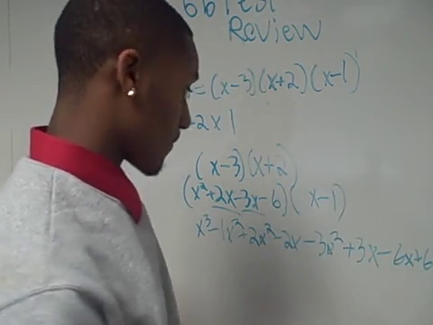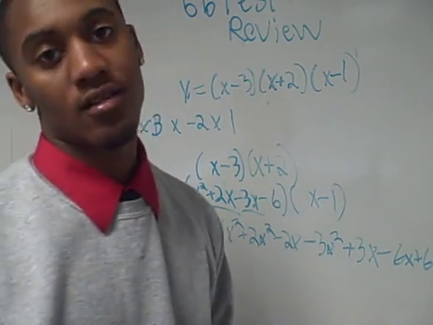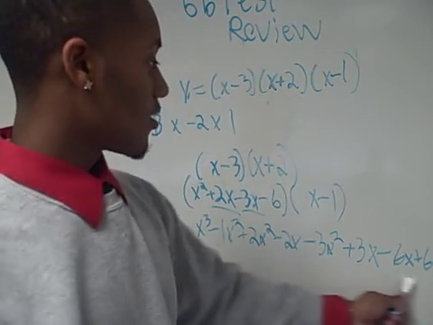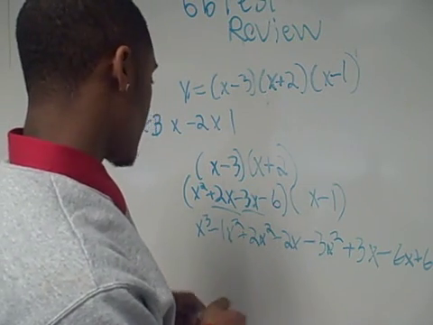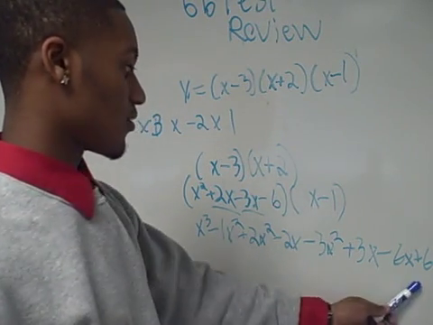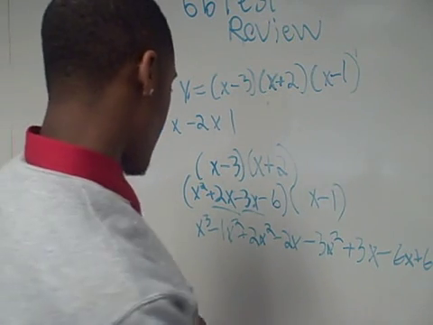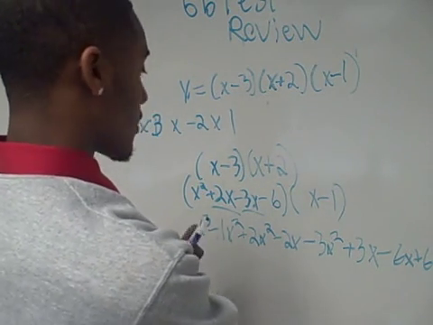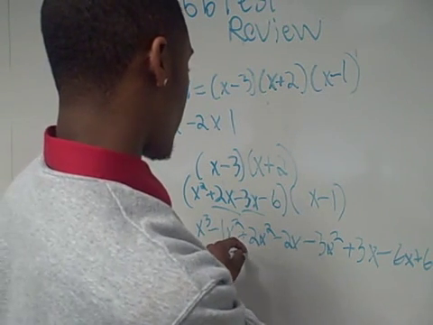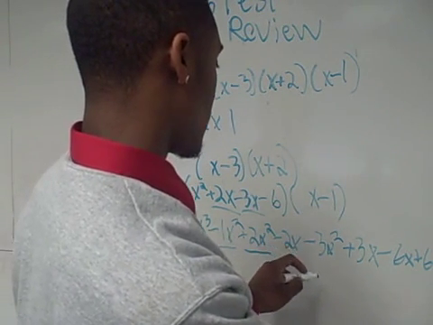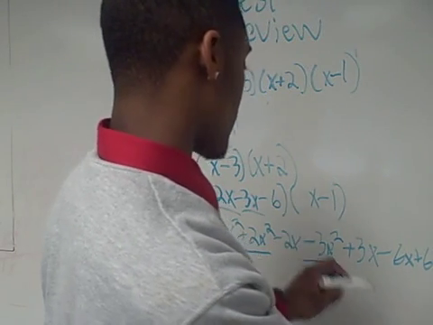So, we're done. No, we're not done. You know why? Because we still have to simplify. Alright? So, x cubed stays the same because there's nothing else on this that has 3 x's. Alright? So, we're going to start with the squares first. So, it's going to have negative 1x squared, plus 2x squared, and then negative 3x squared.